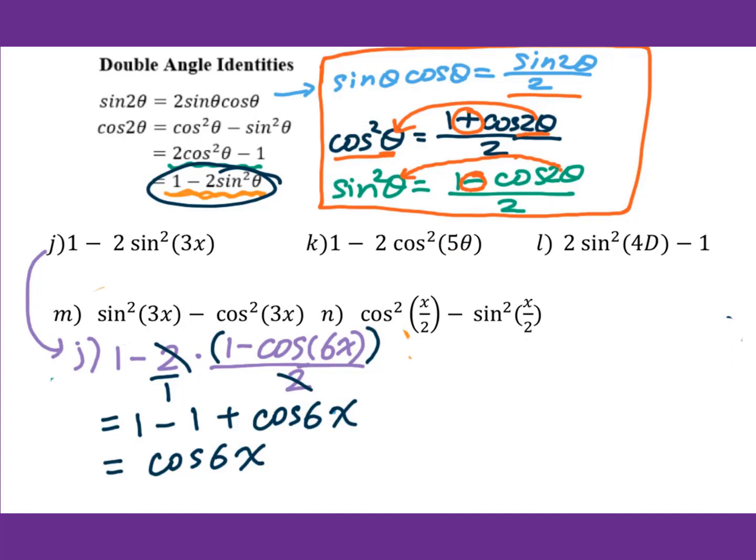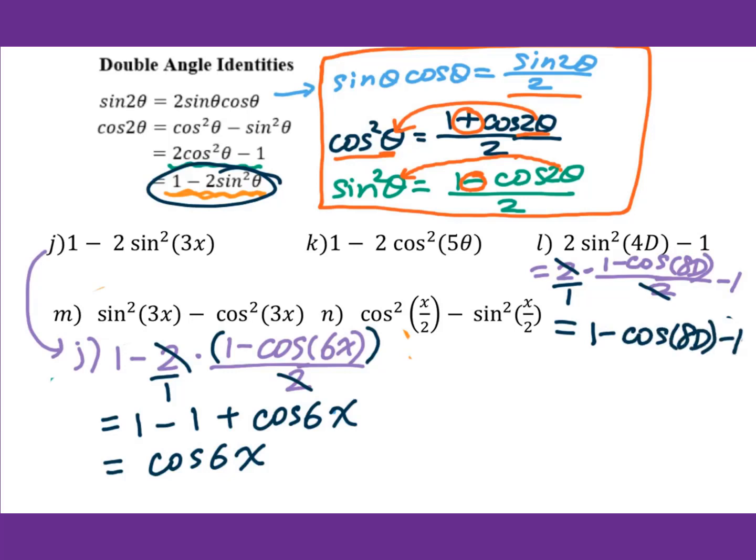For this L, I got the 2 times sine square means 1 minus cosine. Double, that's 8d over 2, minus 1. Multiplication, reduce. You got the 1 minus cosine 8d minus 1. Combine like terms, 1 minus 1 is 0. So the answer will be negative cosine 8d.